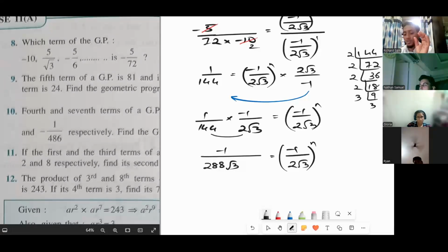See, what normally we have to do is, we need to get on the left side also the same base. That is what we are supposed to get. But the base is not coming same here. How do we do?